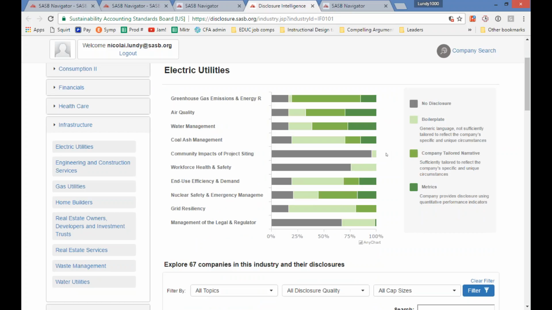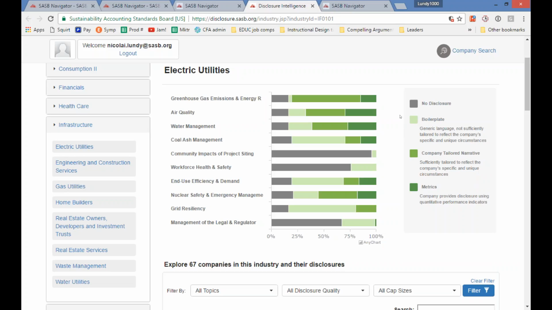What this does, industry by industry, is give you a profile of how companies are currently reporting on these material ESG factors. This is something that companies are using to benchmark themselves, consultants are using to think about how their clients fit in, and investors are using to analyze to what extent the companies they're invested in or considering investing in are reporting on these topics.